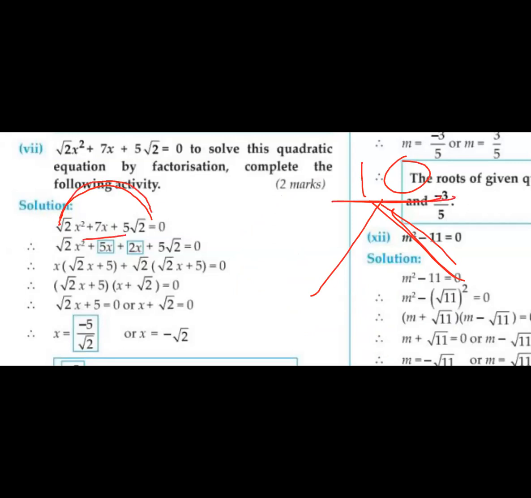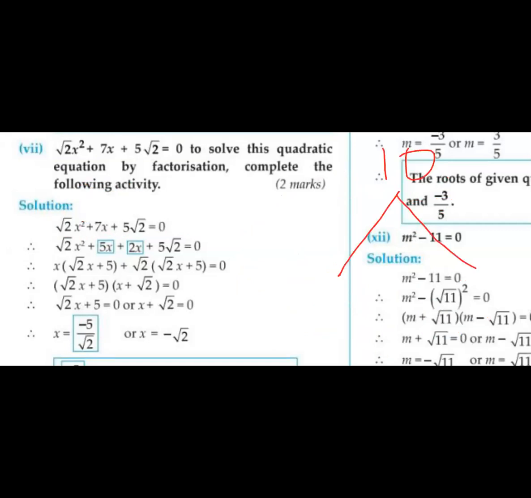Now the middle term is 7, so simply we'll take only one pair of numbers, 5 into 2. 5 into 2 is 10, and 5 plus 2 equals 7. So your factors are 5 into 2, so 5x and 2x. So we'll take the common between the first two terms and the common between the last two terms. Repeat, common between the first two terms and common between the last two terms.